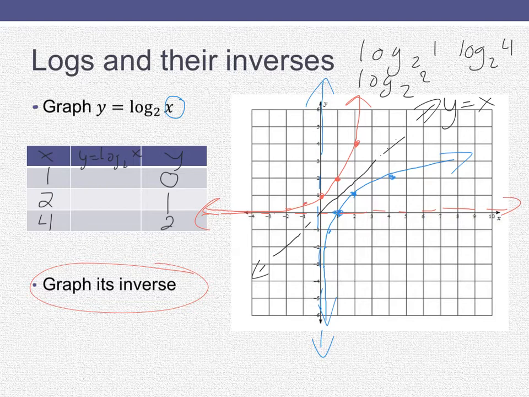That just shows that if you have log base 2 of x, its inverse will be an exponential function. So we've got an exponential function here, and we've got a log function here. They are inverses of each other, and you can see that on the graph.